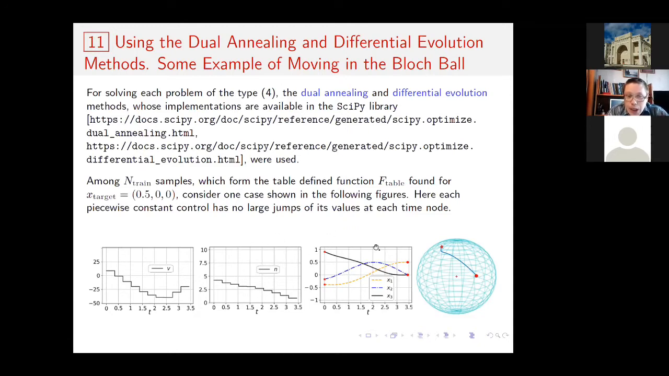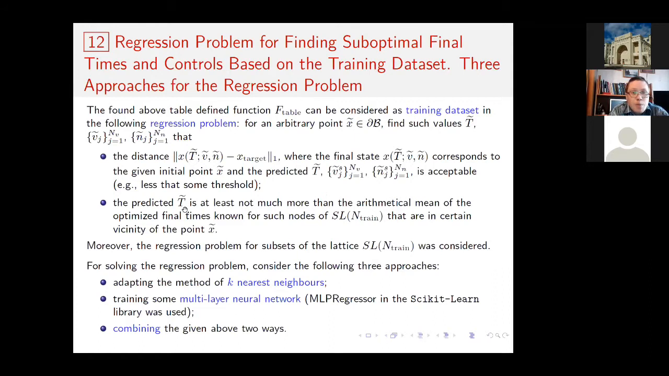Here we see the solution obtained for one of these time minimal control problems. We see that there are no large jumps at each time node here for both controls, and the obtained trajectory goes inside the Bloch ball from the point located on the Bloch sphere to the target point here. And let me speak about the regression problem for finding suboptimal final times and controls based on the training data set.